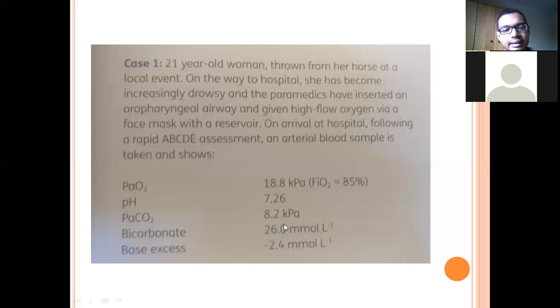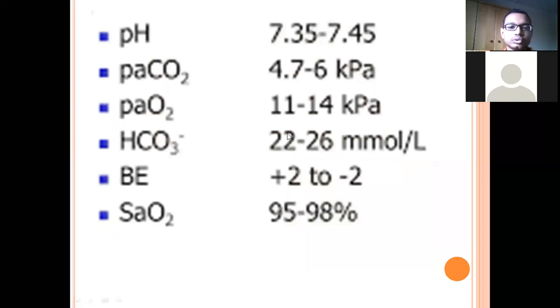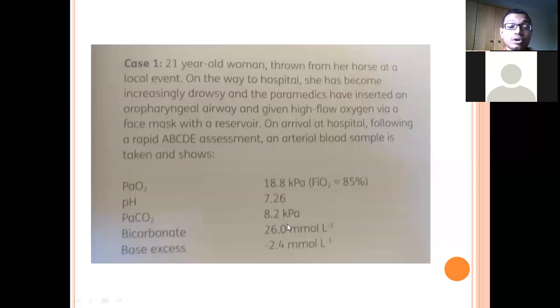If we look at the bicarbonate level, how much is it? 26. What's the normal limit? 22 to 26. That's okay. So it's not metabolic. If we look at the base excess, that's minus 2.4.